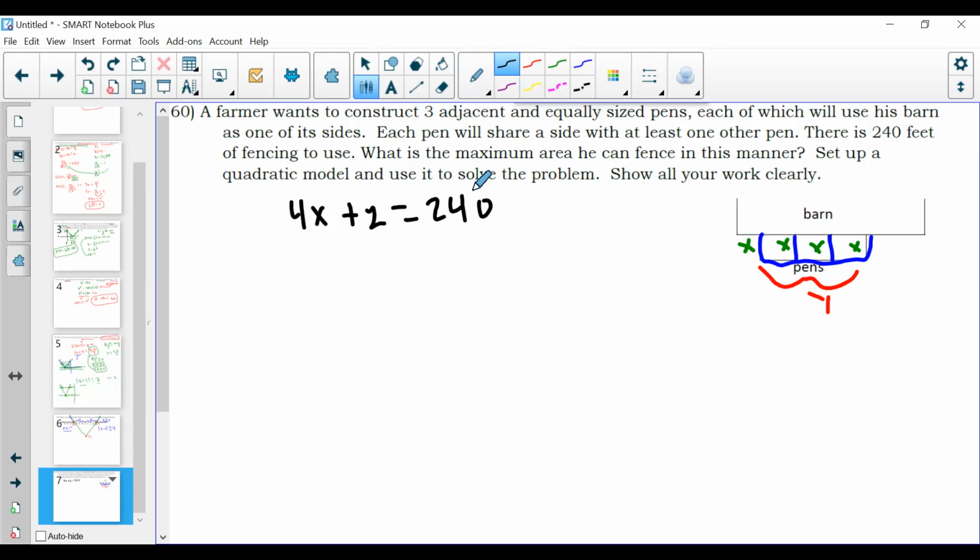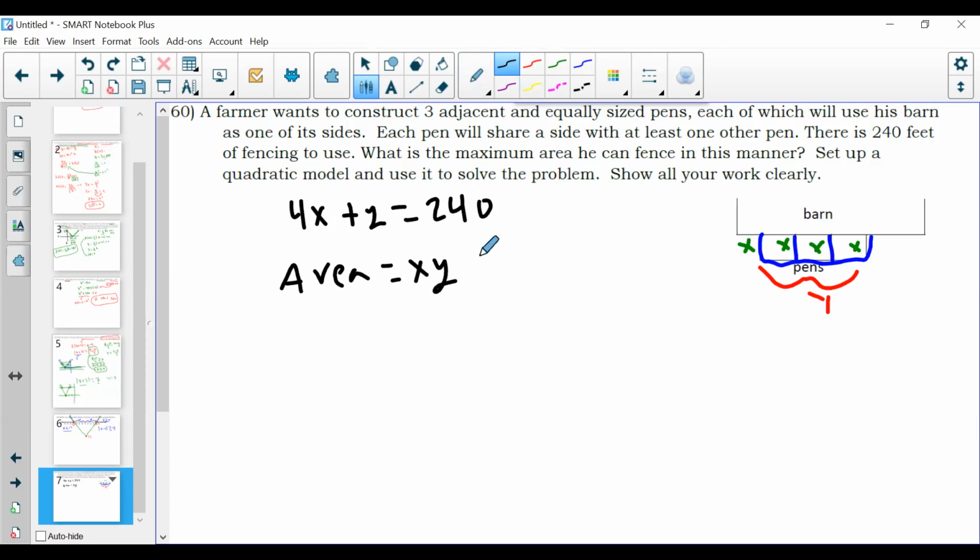At the same time, I want the area of that pen to be as big as possible, because if I'm using 240 feet of fencing, I want to get the most bang out of my fencing. I want to maximize how much area I can contain. So the area of this pen is X times Y. So area equals X times Y.